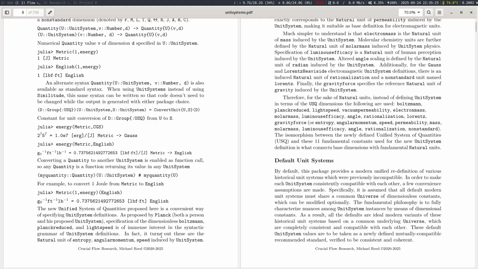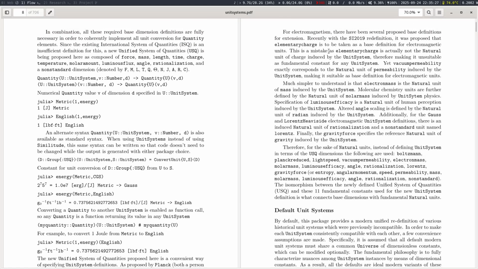For electromagnetism, there have been several proposed base definitions for extension. Recently, with the SI 2019 redefinition, it was proposed that elementary charge is to be taken as a base definition for electromagnetic units. Now, this is a mistake, as elementary charge is actually not the natural unit of charge induced by the unit system, therefore making it unsuitable as a fundamental constant for any unit system.